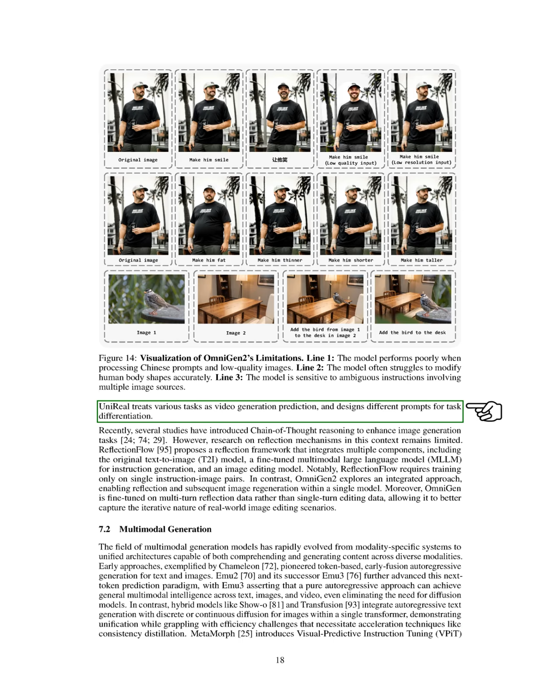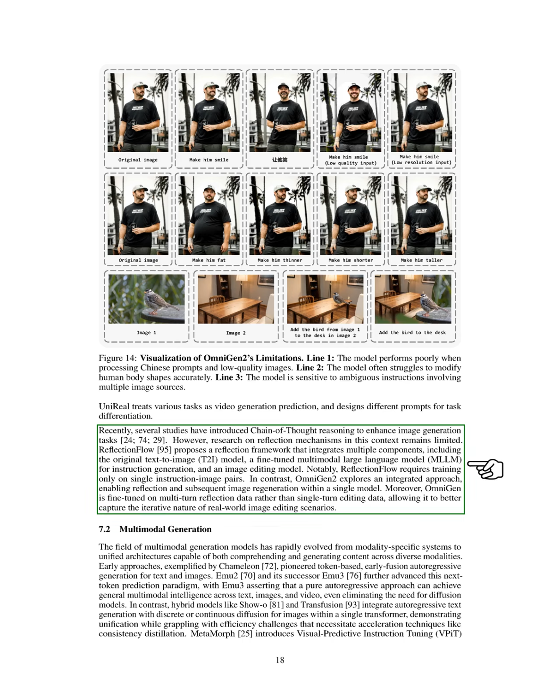Some approaches treat different tasks as video generation predictions, using distinct prompts for differentiation. Although chain-of-thought reasoning has been introduced to enhance image generation, research on reflection mechanisms in this area is still limited. Reflection Flow proposes a framework that combines several components, including the original text-to-image model, a fine-tuned MLLM for instruction generation, and an image editing model, requiring training only on single instruction image pairs. In contrast, OmniGen2 takes an integrated approach, allowing for reflection and image regeneration within a single model, and is fine-tuned on multi-turn reflection data to better capture the iterative nature of real-world image editing.